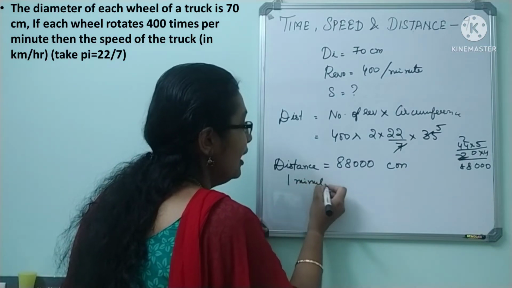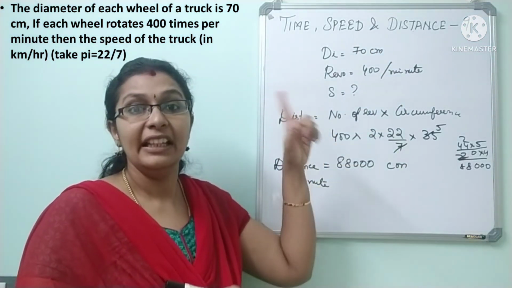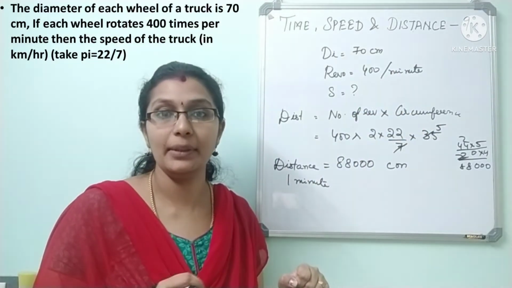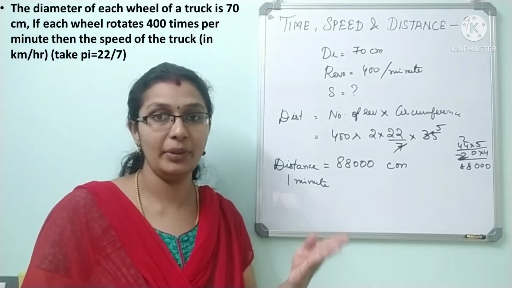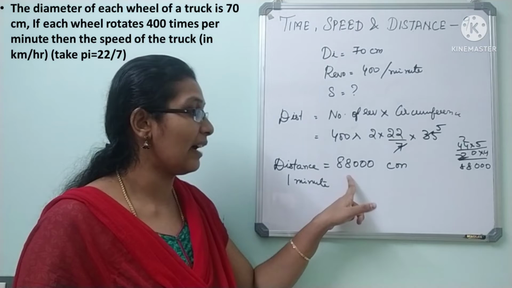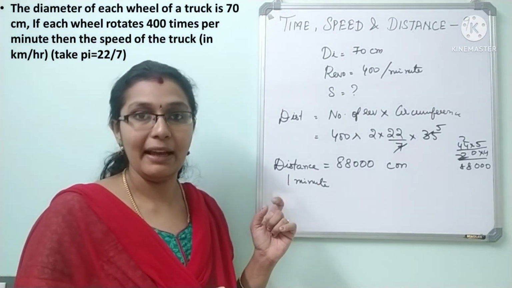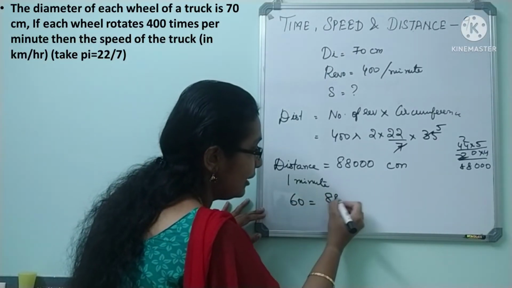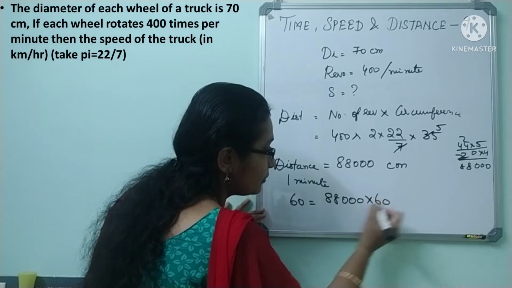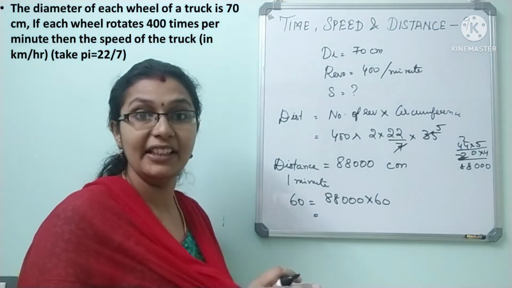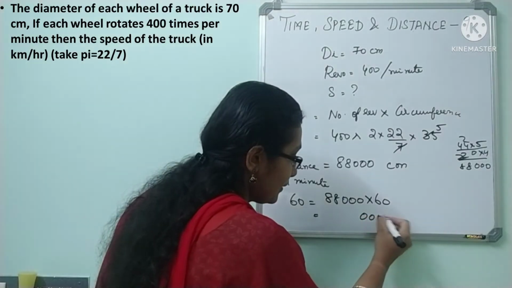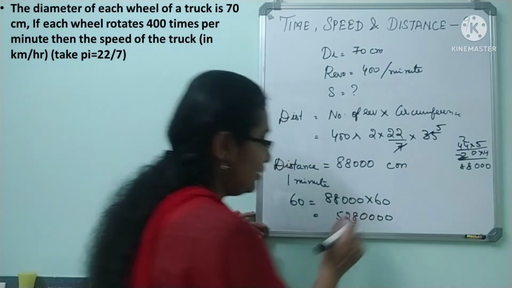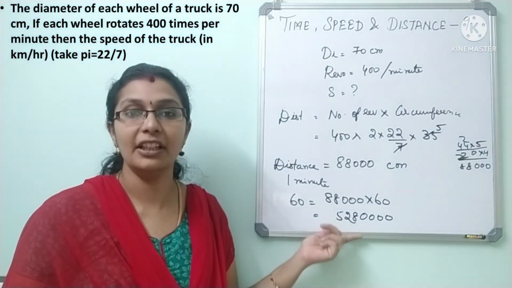So this is the total distance travelled in 1 minute. That you will have to note. It is covering 400 times in 1 minute, they have given. So here the question is, we will have to find it in kilometer per hour. In brackets they have given it as kilometer per hour. So in 1 minute if it is travelling this much, in 1 hour we will have to find. 1 hour how many minutes? 60 minutes. Correct? So 60 minutes means 88,000 into 60. So this is the total distance travelled in 1 hour.